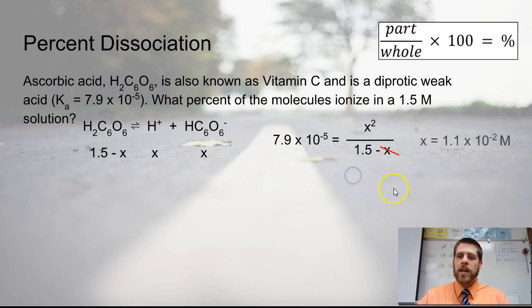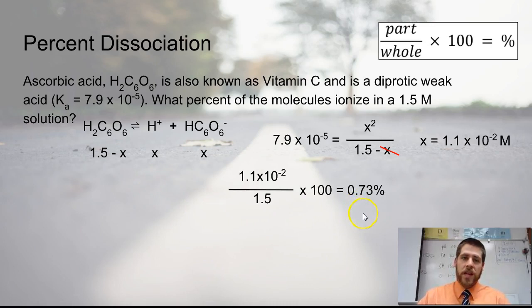So I'm going to cancel out the x and the subtraction, and you end up with x being 1.1 times 10 to the negative second. Now let's pause a minute and think about what that is. The x is your H plus concentration. So if we want to do percent dissociation, we want to take the quantity of H plus divided by the whole of the total amount, which is the 1.5, right? So just put your H plus over your HA. And that comes out to 0.73%. So with a small Ka like this, less than 1% of the molecules are dissociating.